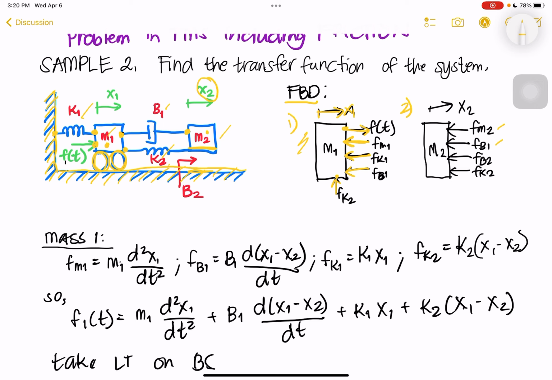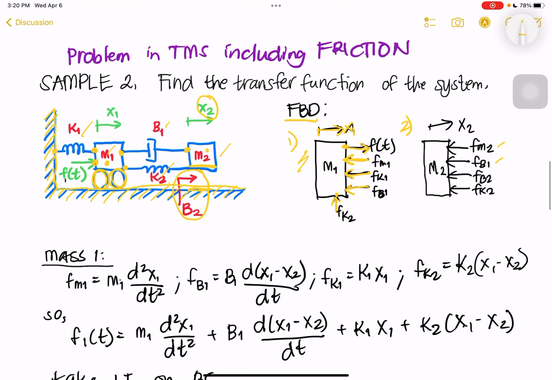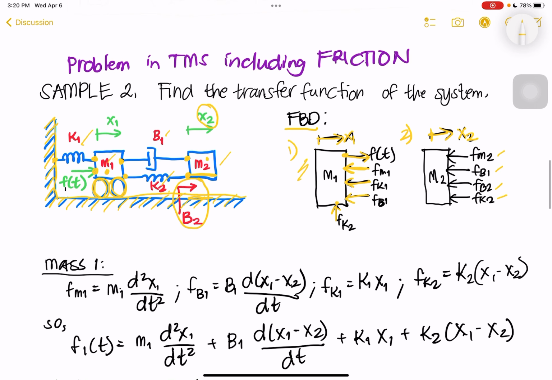In some examples, I might not actually be giving this one, but you have to assume that there is friction in between those two surfaces. So we have to indicate FB2 as well. And then lastly, don't forget this FK2. So again, for the output, we have displacement 2, X2. Then we already have the free body diagram.